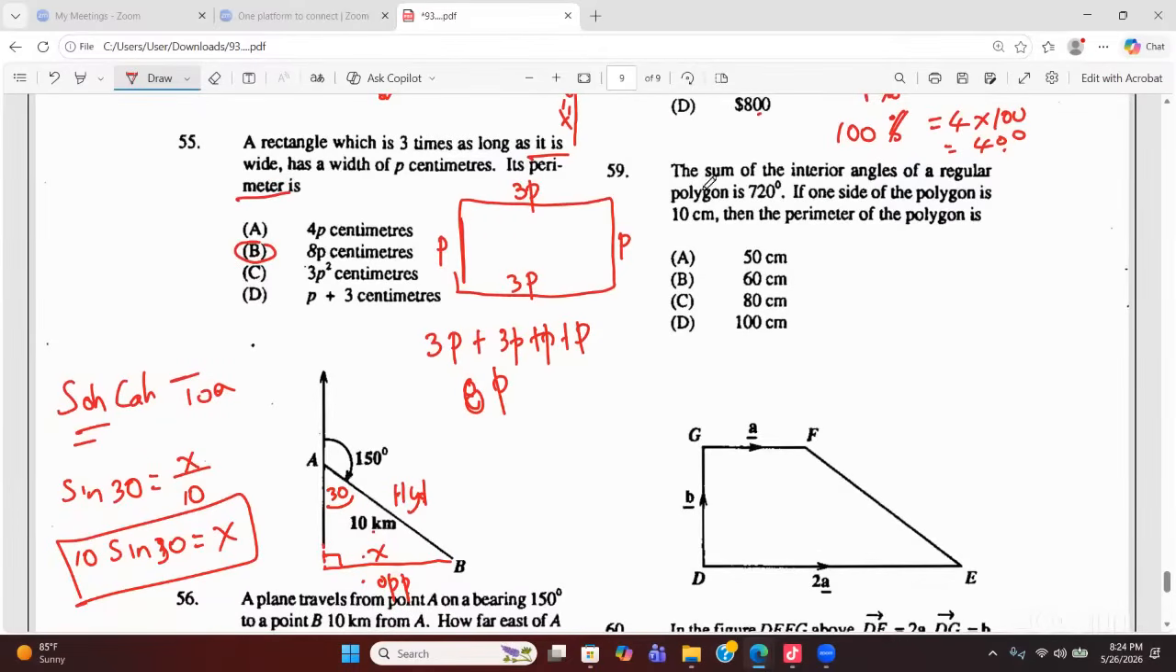Now let's take a look at this one. The sum of the interior angles of a regular polygon is 720. If the polygon has one of its sides 10, what is the perimeter of that polygon? First, remember the formula. All right. I don't get that one. All right. Let's go back to it.